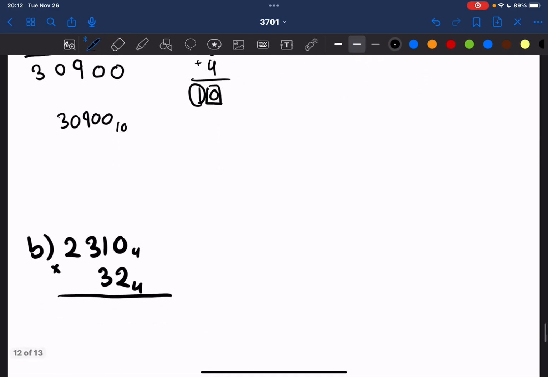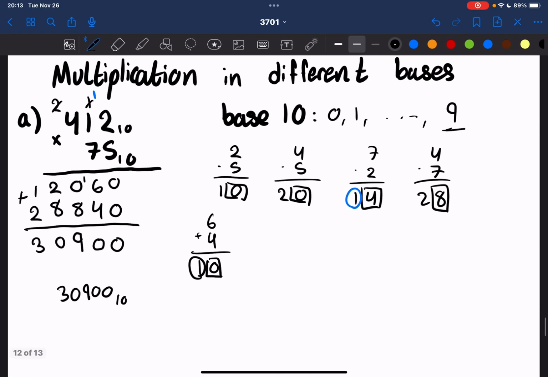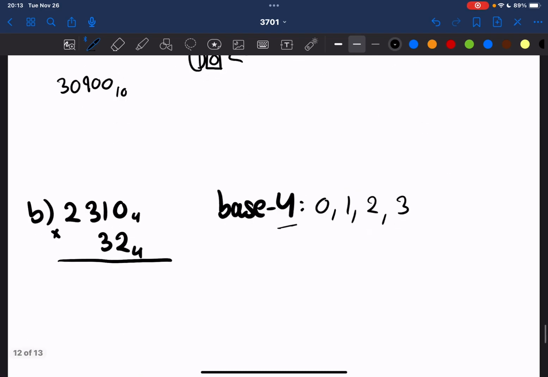So let's go into this example in base 4. Well, what do we need to know about base 4? Base 4 has only 4 digits, right? It has 0, 1, 2, and 3. Now, when we do our multiplication, we do it exactly the same way. But then we don't check for an overflow of 10. We check for when it overflows to 4.